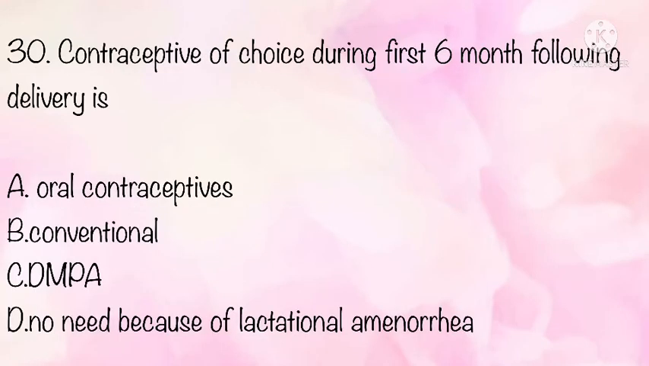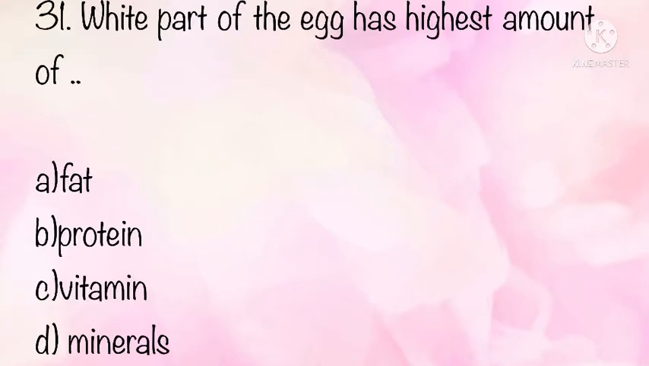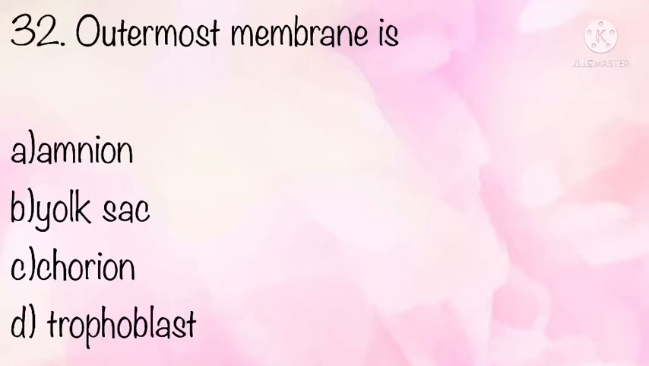Contraceptive of choice during first 6 months following delivery is: oral contraceptives, conventional, DMPA, no need because of lactational amenorrhea. The correct answer is D, no need because of lactational amenorrhea. The white part of the egg has the highest amount of fat, protein, vitamin, minerals. The correct answer is B, protein. The outermost membrane is amnion, yolk sac, chorion, trophoblast. Correct answer is C, chorion.